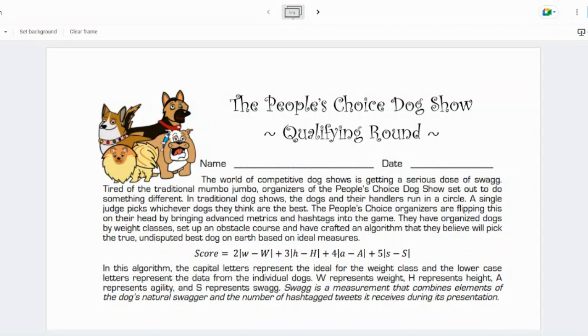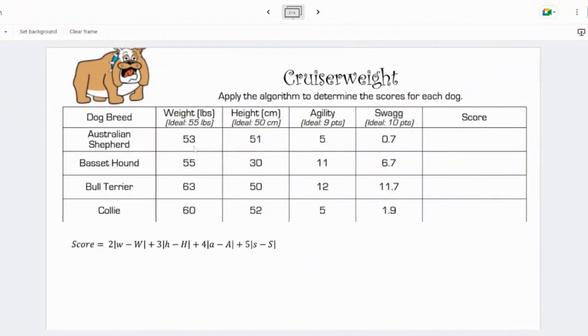They have organized dogs by weight classes, set up an obstacle course, and have crafted an algorithm, that's an equation, that they believe will pick the true, undisputed best dog on earth based on ideal measures. So, here is that algorithm, that equation that we're going to practice together, and you are going to determine the winner. The score will equal 2 times W minus W. So you'll see on your paper, the weight minus weight.